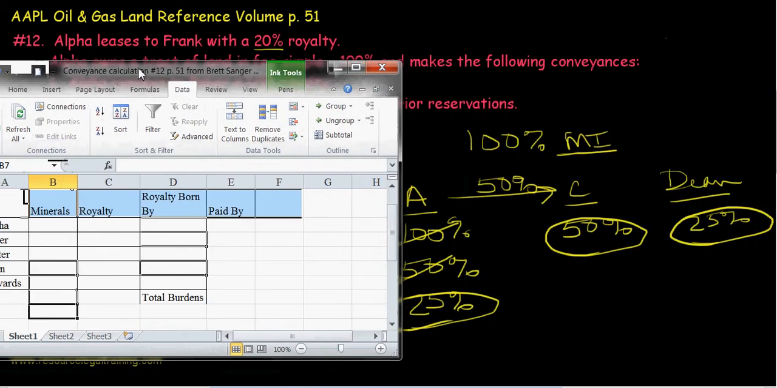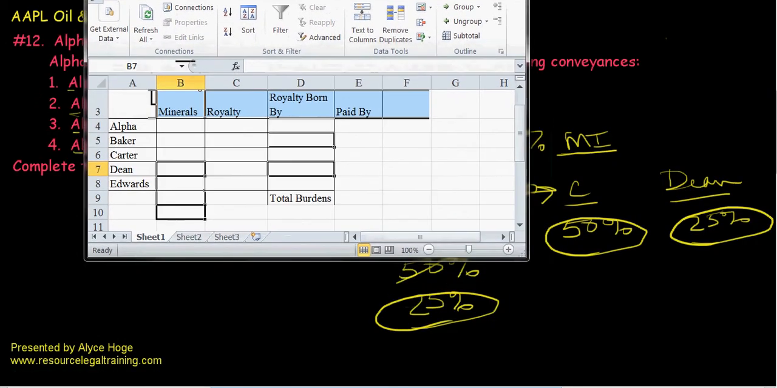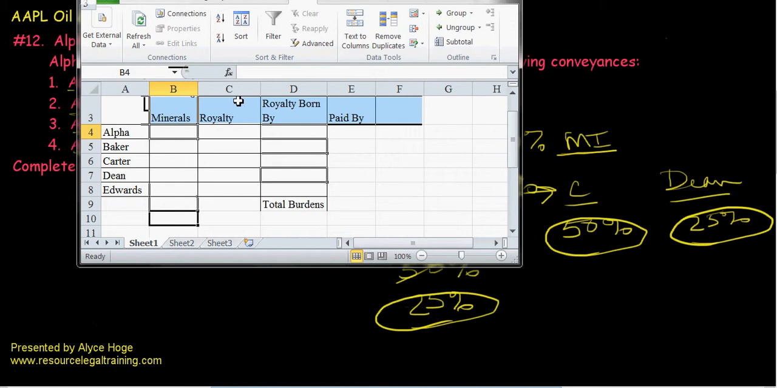So let's fill out the chart. We're going to start with A with 0.25. Then we've got C 0.5, and then finally we have Dean with 0.25. Note that Edwards and Baker got a royalty payment, not a mineral interest payment. So 50 plus 25 and 25 is going to give us 100. So we know that's correct.